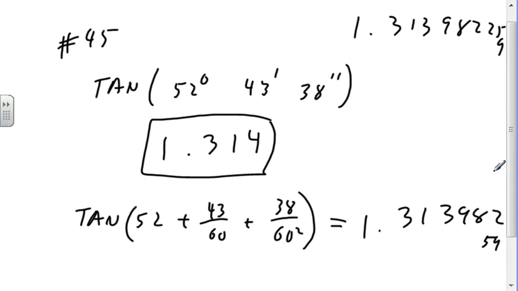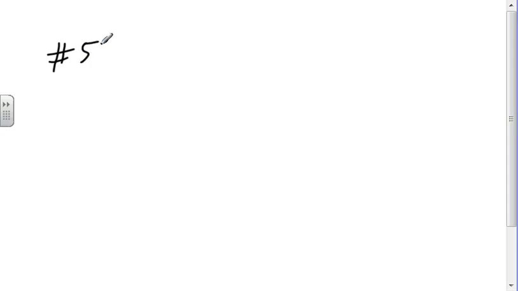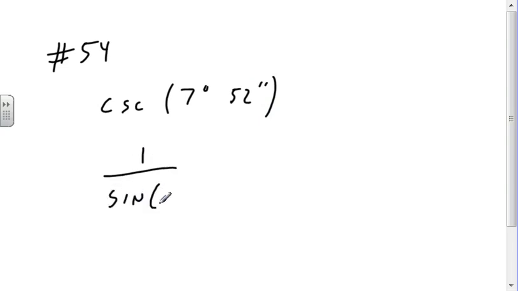Okay, dropping down to number 54. We want the cosecant of 7 degrees 52 seconds. Okay, so I want 1 divided by the sine of 7 degrees 52 seconds. All right. 1 divided by sine 7 math degrees minutes seconds degrees, 52 math degrees minutes seconds seconds, close parentheses, enter. Syntax error.